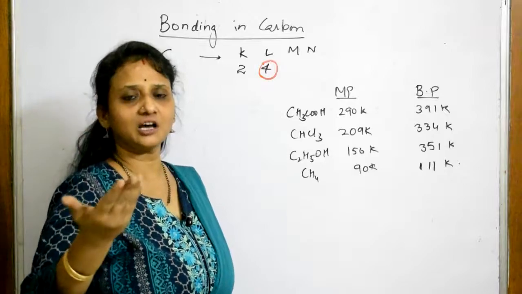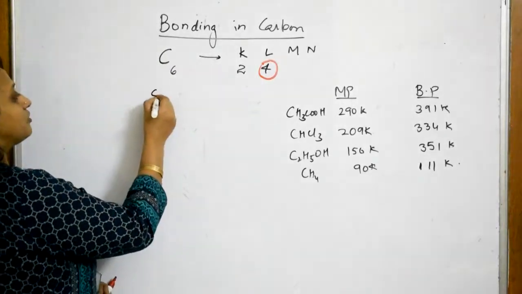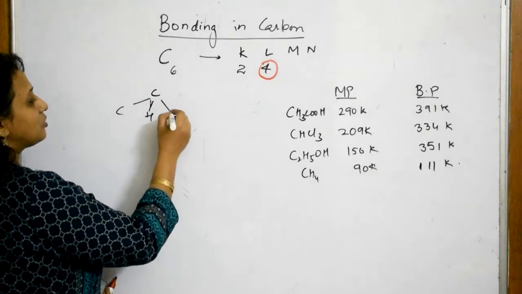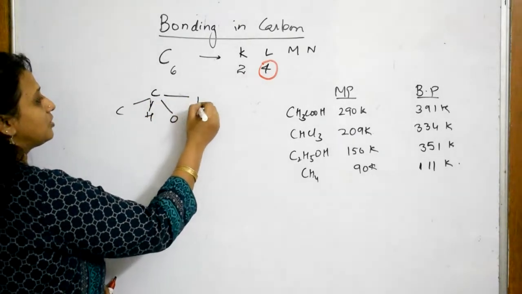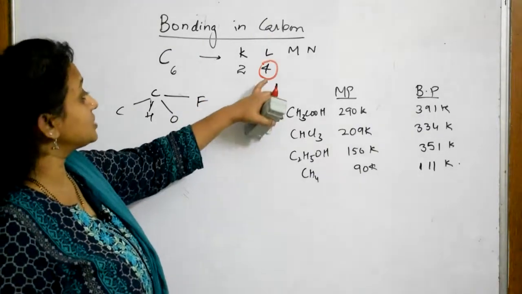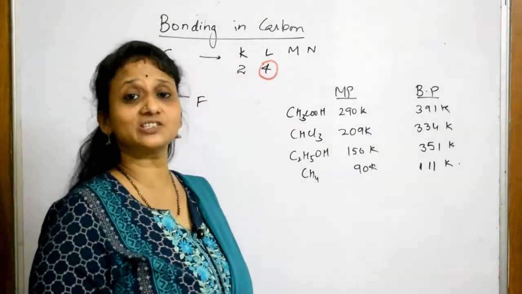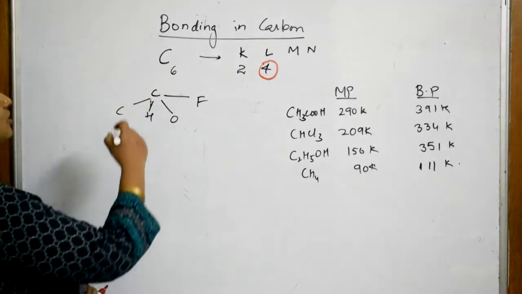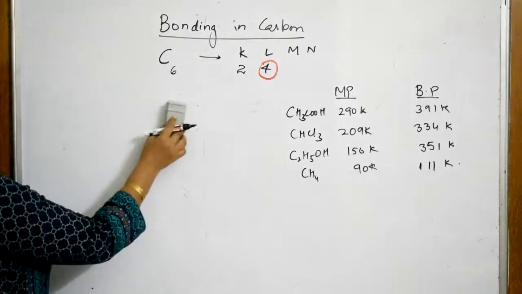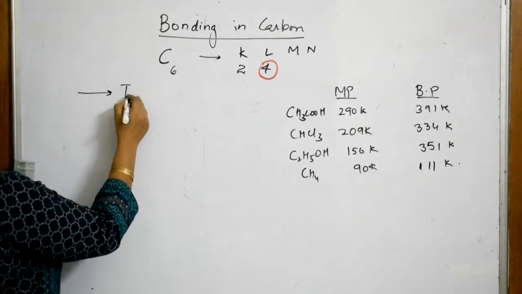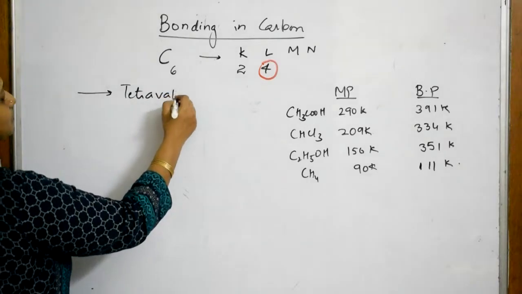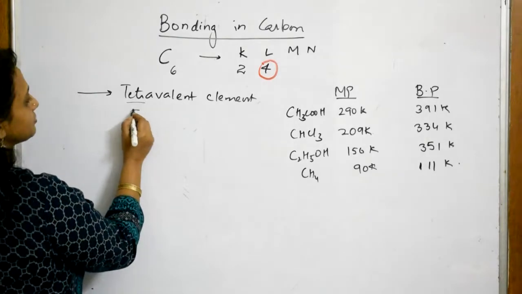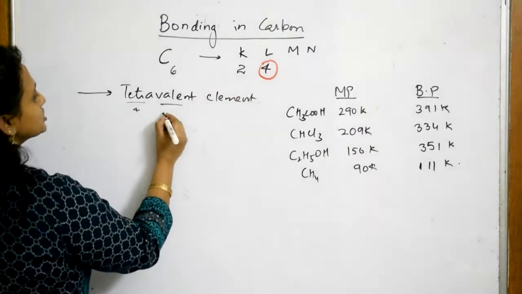It can form a bond with carbon. It can form a bond with hydrogen. It can form with oxygen. It can form with fluorine. Why? Because there are 4 outermost electrons, valence electrons of 4. Now, because of this 4, we call carbon as which element? We call carbon a tetravalent atom or tetravalent element. It has tetravalency. Tetra means 4, valent means outermost valence shell.